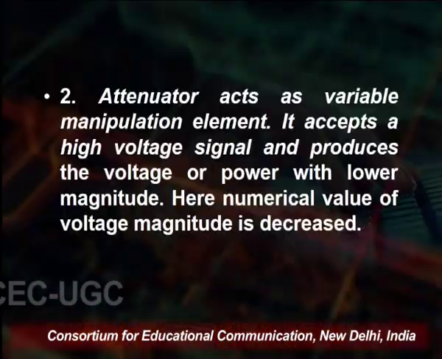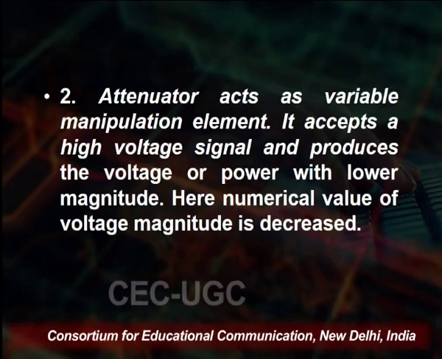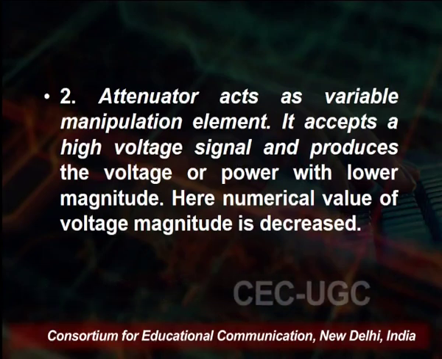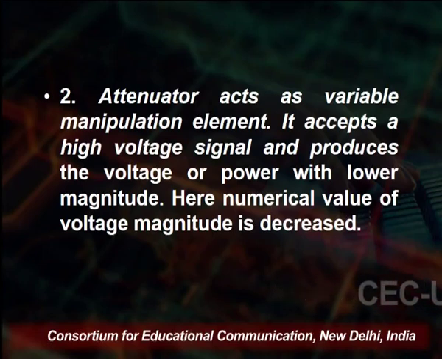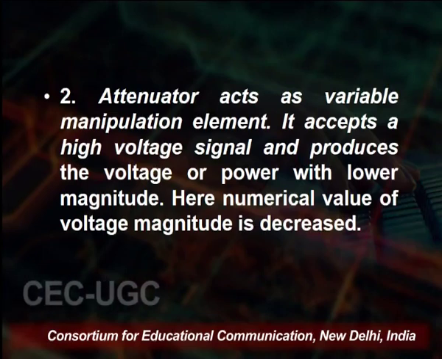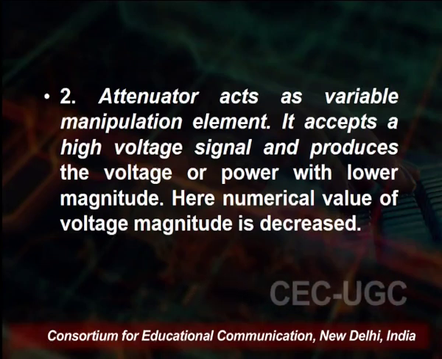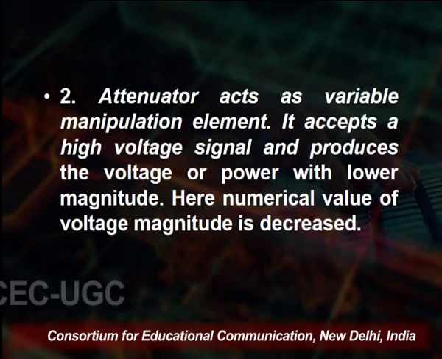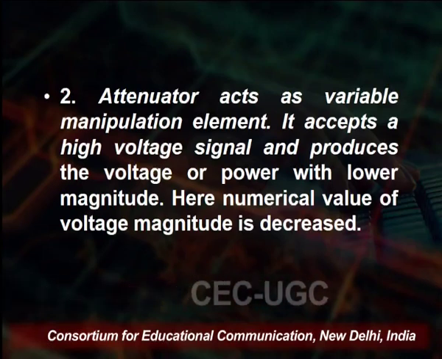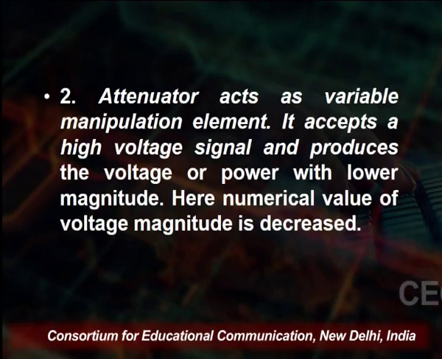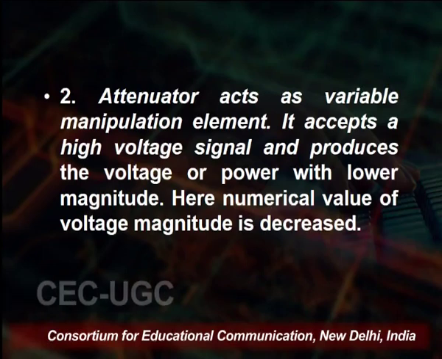Next is the attenuator. Another example is an attenuator, which acts as a variable manipulation element. What is its action? It accepts a high voltage signal and produces a voltage or power with a low magnitude. Sometimes we require a low magnitude signal, so we use the attenuator as a manipulation element. So here the numerical value of the voltage magnitude is decreased.